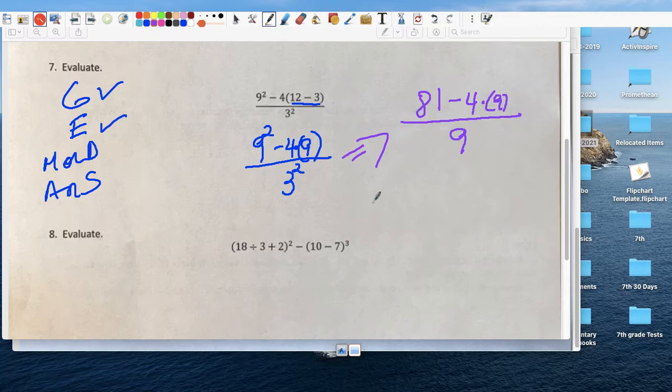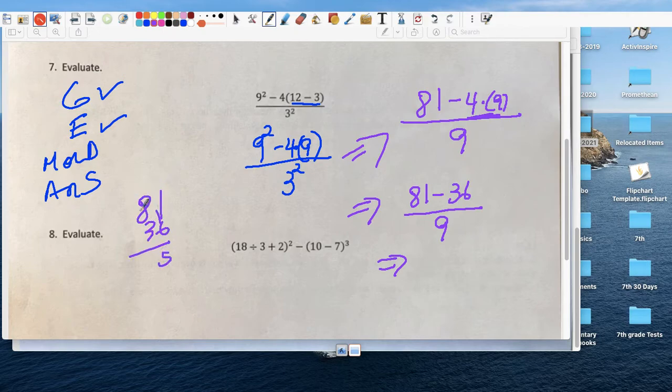Now focus on the numerator. Numerator is 81 minus 4 times 9, so we have to do 4 times 9 first, which is 36. So on the top, 81 minus 36 is 45 over 9. And that's the same thing, guys, right? We talked about it's the same thing as 45 divided by 9. So my final answer is 5.